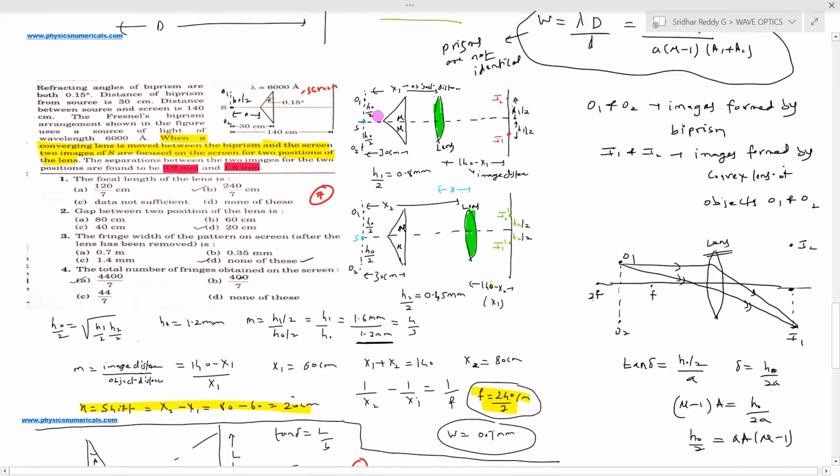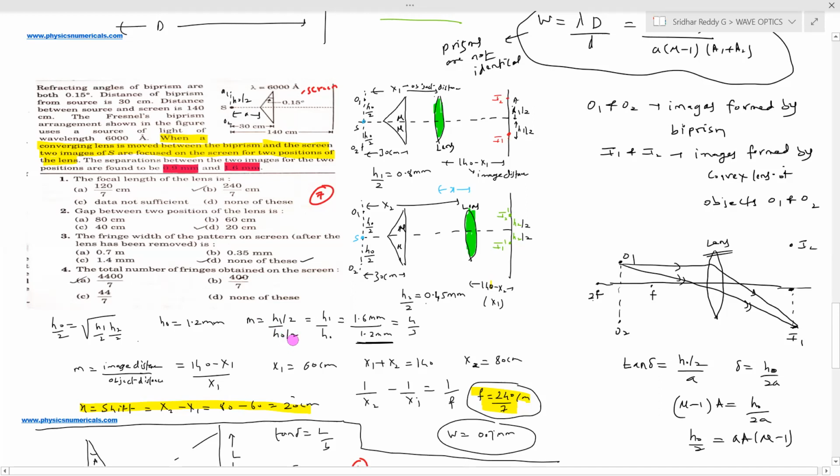So after getting the H naught by 2 value, I'll be using this. Now let me come for this one. What is the magnification in this case? Because what is the distance from the source S to the screen? 140 centimeter. If the lens is at a distance x1, then the image distance would be 140 minus x1. So what is the magnification we define? Height of the image h1 by 2 by height of the object ho by 2. That's the magnification in the first case.